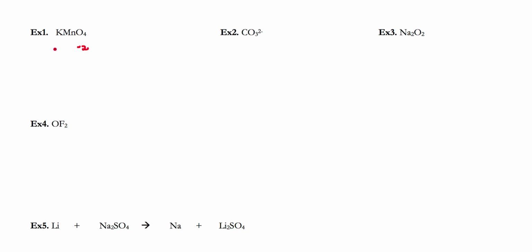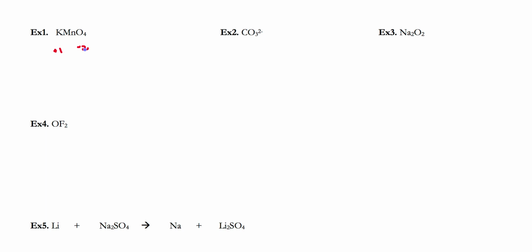Potassium is a group 1 alkali metal, so it will always be +1. So I have already identified the oxidation number for 2 of my 3 unknowns. Now what I need to do is figure out the oxidation number of manganese. In order to do that, I know that the overall oxidation number of potassium permanganate is 0. It has to add up to 0 since the compound has no overall charge.